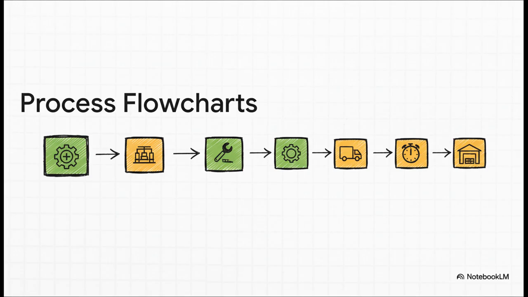In English, a process flowchart is just a diagram that uses symbols to show the steps in a process.